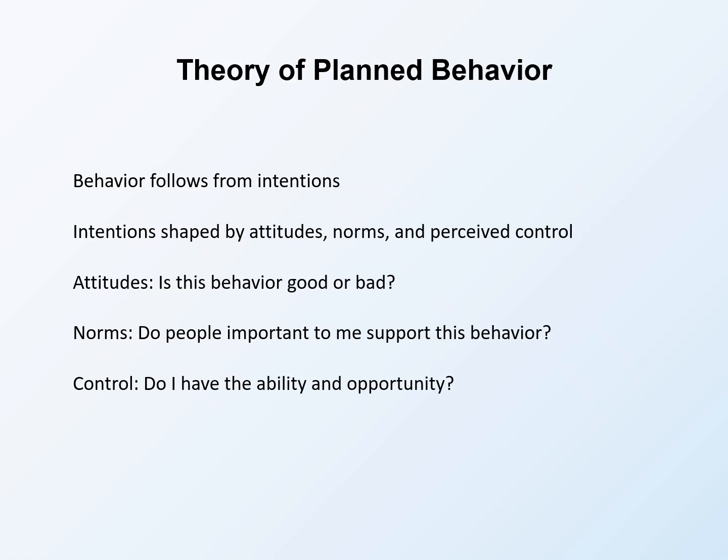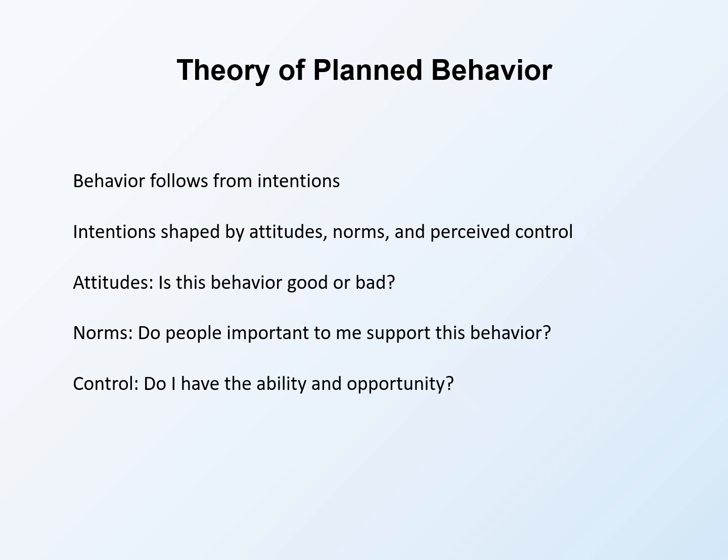The theory of planned behavior focuses on intentions as the immediate predictor of behavior. The core idea is that behavior follows from intentions, and intentions are shaped by three factors. Attitudes are your evaluation of the behavior. Is this good or bad, beneficial or harmful, pleasant or unpleasant? Attitudes come from beliefs about outcomes.